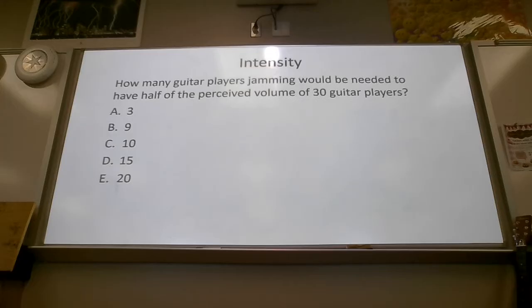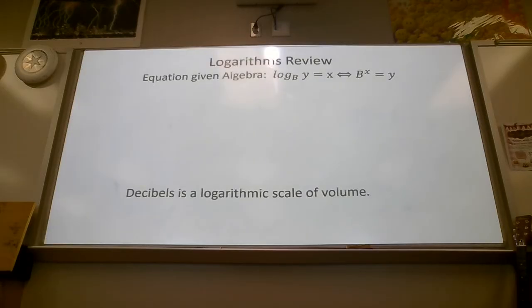Correct answer is A. Everybody good? Okay. To halve the volume, you divide by 10 for number of sources and intensity. All right. So the fact that we are multiplying and dividing by 10 screams logarithms.